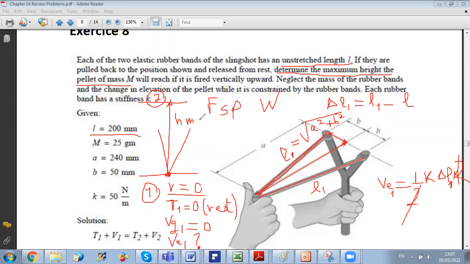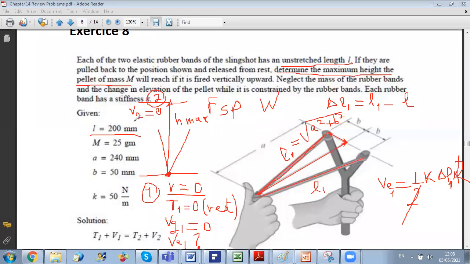What is the characteristic at state 2? When you reach the maximum height, what will happen? The kinetic energy equals 0, exactly. So V2 will be 0. Because if I reach the maximum, then I cannot go upward anymore. This means that my velocity will reach 0 and I will change my sense of motion. So if I wait some time, I will see that the mass will go downward again. So at this position, I know that V2 is equal to 0.